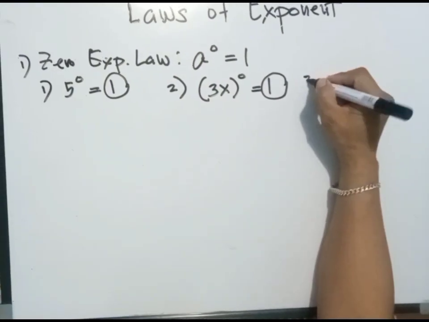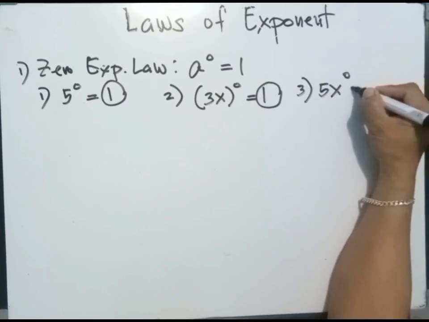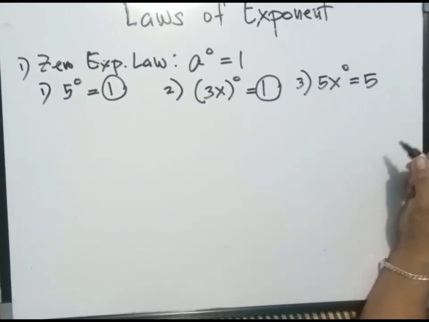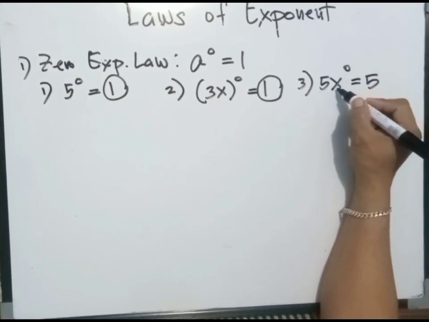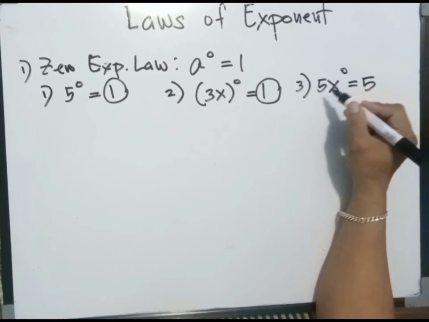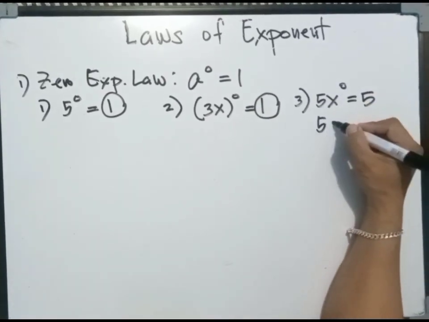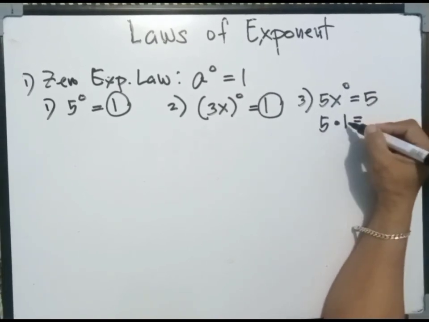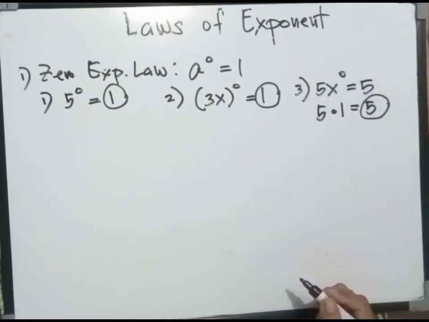And example number 3, 5x raised to 0 is 5. Bakit hindi 1? Kasi yung x lang ang naka-raise sa 0. 5x raised to 0 means 5 times x raised to 0. So that will be 5 times x raised to 0 is 1. 5 times 1 is 5. And that will be our final answer.